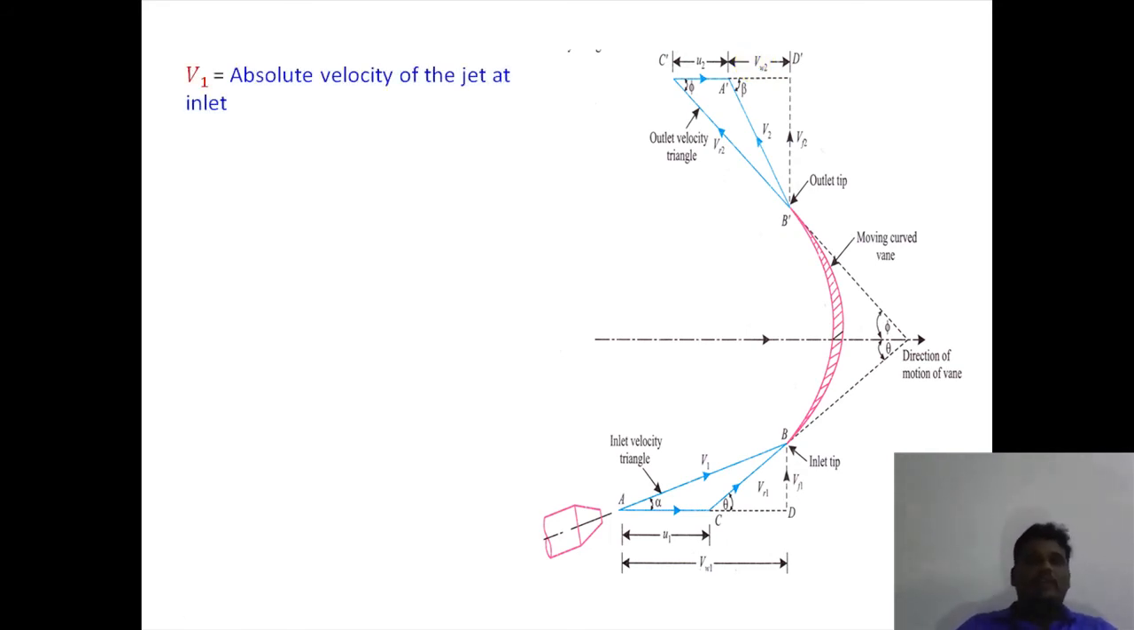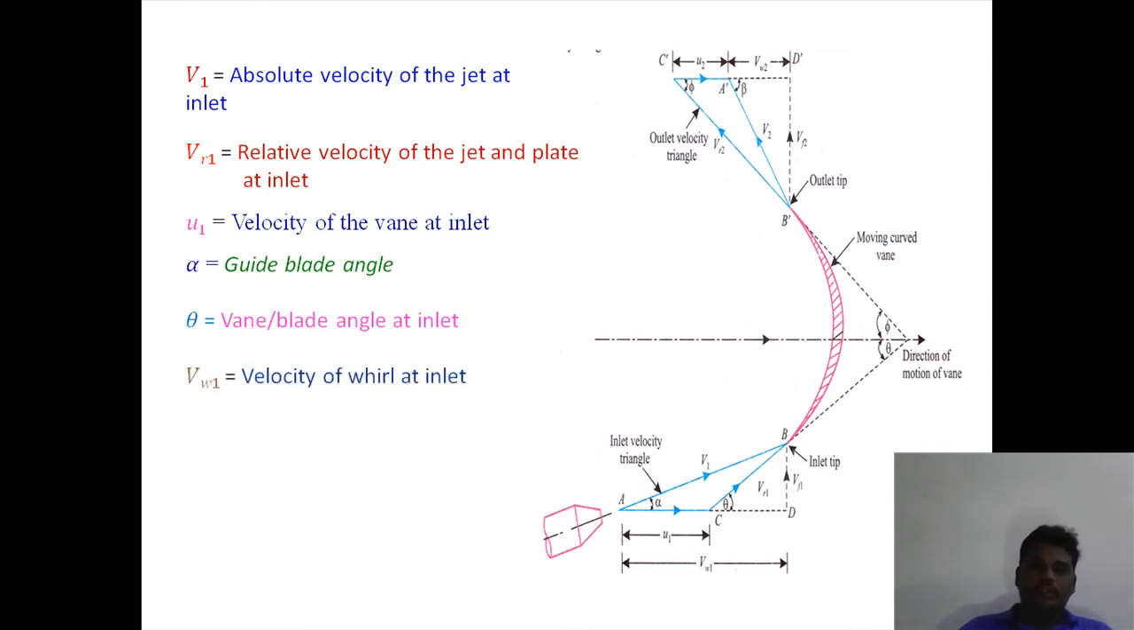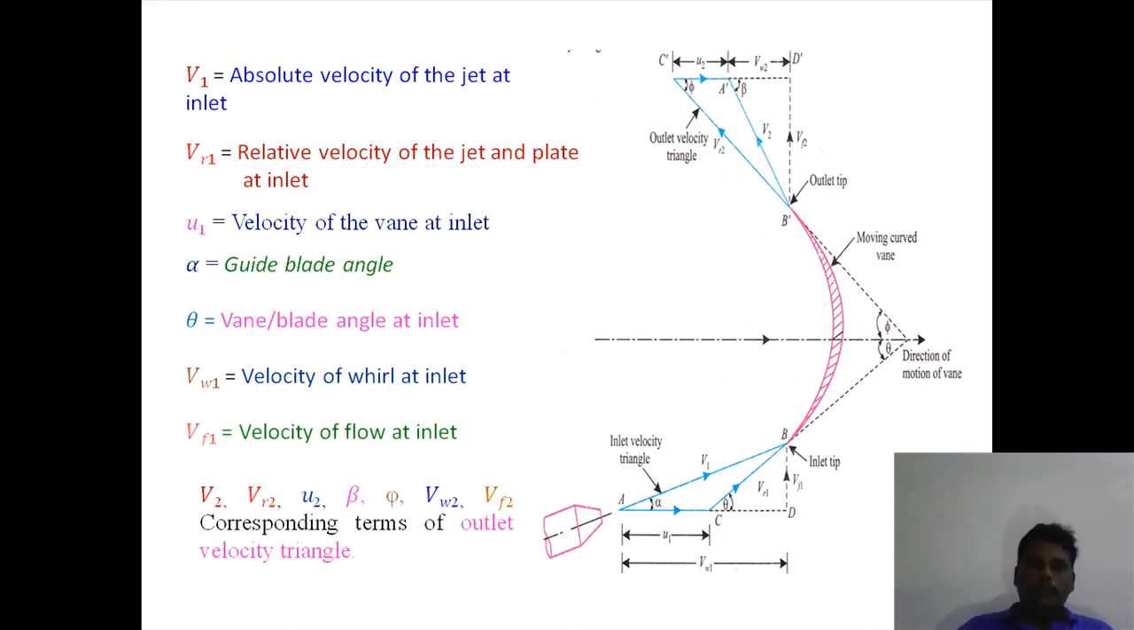Now I am listing the terms. V1 is the absolute velocity of the jet at inlet, VR1 is the relative velocity of the jet to the plate at inlet, U1 is the velocity of the vane at inlet, alpha is the guide blade angle, theta is the vane angle at inlet, Vw1 is the velocity of whirl at inlet, and Vf1 is the flow velocity at inlet. The corresponding values V2, VR2, U2, theta, phi, Vw2, Vf2 are those at the outlet velocity triangle.